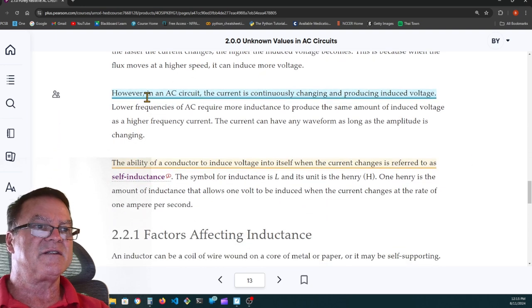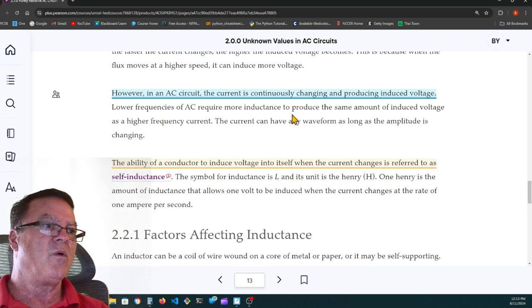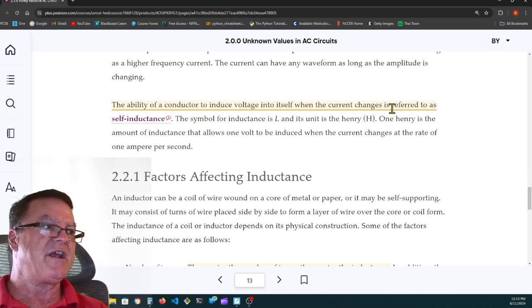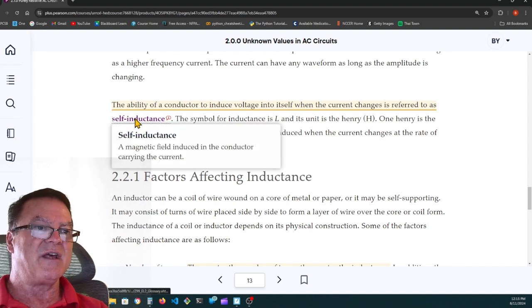So here's a highlight. It says, however, in an AC circuit, the current is continuously changing and producing induced voltage. Lower frequencies of AC require more inductance to produce the same amount of induced voltage as a higher frequency current. The current can have any waveform as long as the amplitude is changing. Here's another highlight. It says the ability of a conductor to induce voltage into itself when the current changes is referred to as self-inductance. Magnetic field induced in the conductor carrying the current.